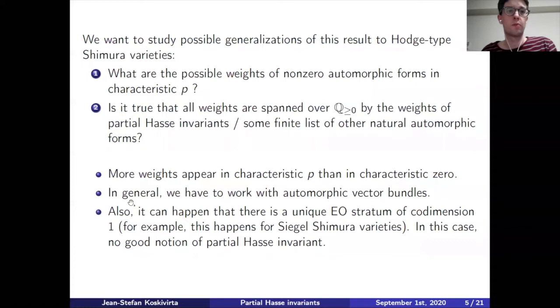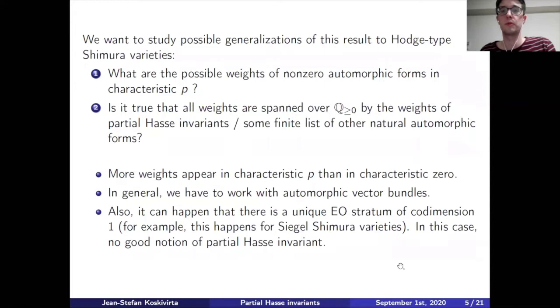So in this example, everything was a line bundle. But if we want to study this question more generally, we have to work with automorphic vector bundles instead, or we have to allow more general vector bundles. And also it can happen that there is a unique stratum of codimension one. So for example, this happens in the case of Ziegler Shimura varieties.